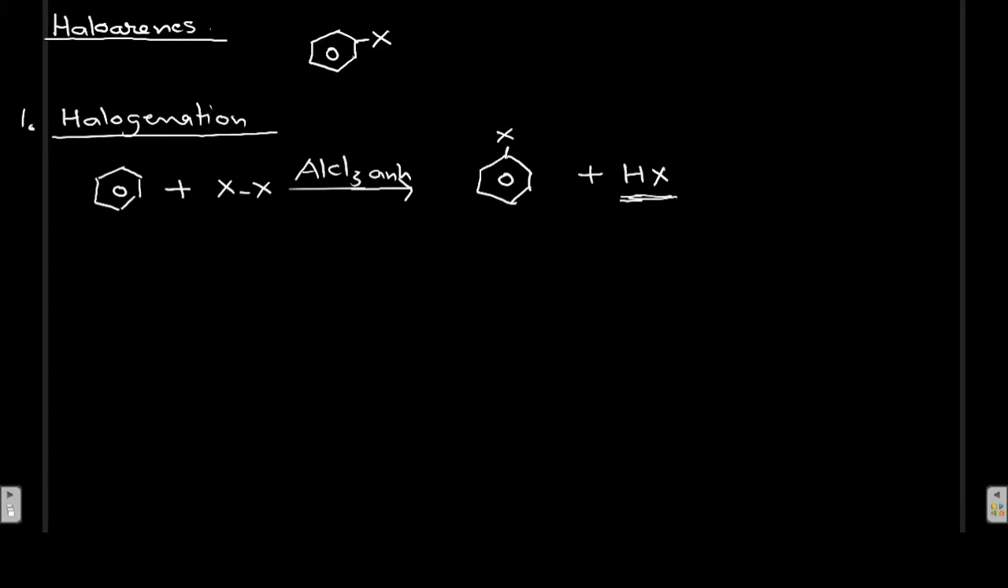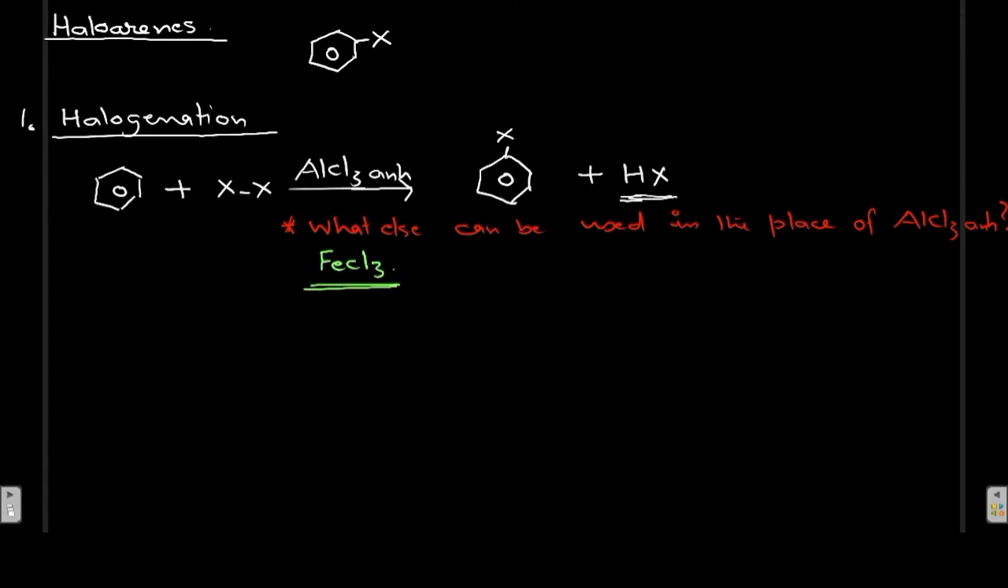One question. What else can be used in place of anhydrous AlCl3? Answer is FeCl3. This is very important. It has come in competitive examinations many times, and your CBSE board as well. So what else can be used in place of anhydrous AlCl3? Our answer should be iron trichloride, FeCl3.